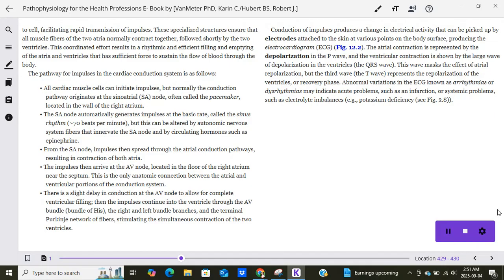This wave masks the effect of atrial repolarization, but the third wave, the T wave, represents the repolarization of the ventricles, or recovery phase. Abnormal variations in the ECG known as arrhythmias or dysrhythmias may indicate acute problems, such as an infarction, or systemic problems, such as electrolyte imbalances, for example potassium deficiency, see Fig 2.8.